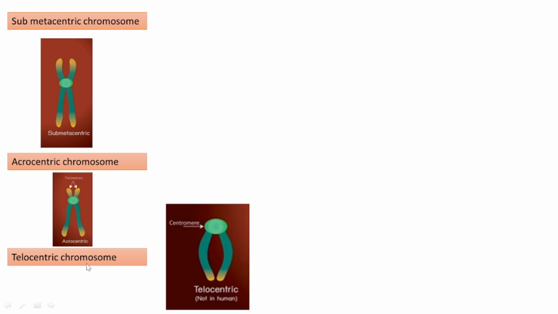That is acrocentric. Then coming to telocentric chromosome. In telocentric, the centromere is positioned at the extreme tip of the chromosome, in the terminal portion of the chromosome, and it appears rod-shaped during the time of anaphase. That's about the classification of eukaryotic chromosome.